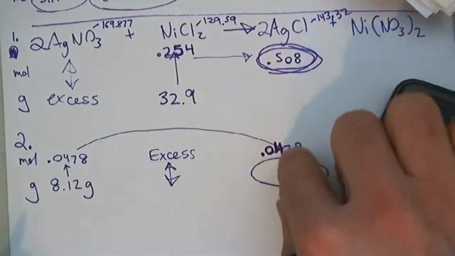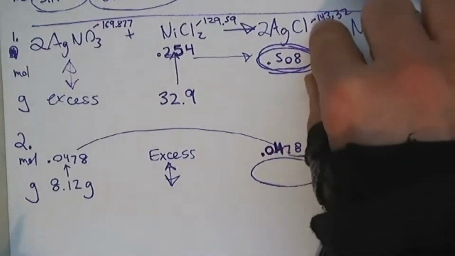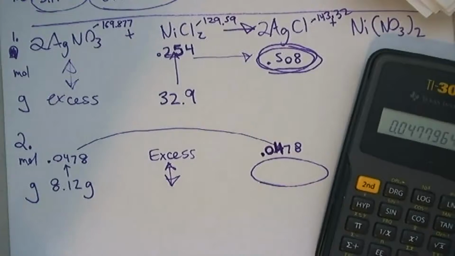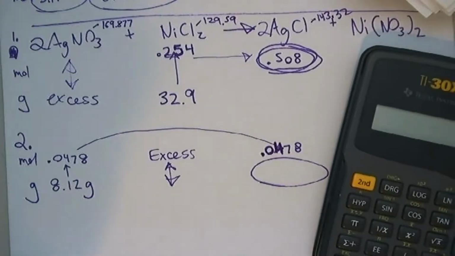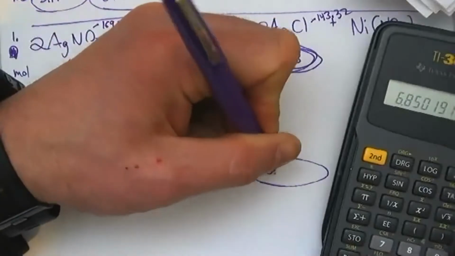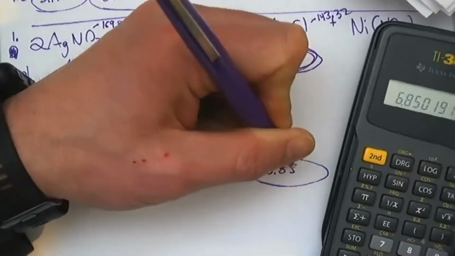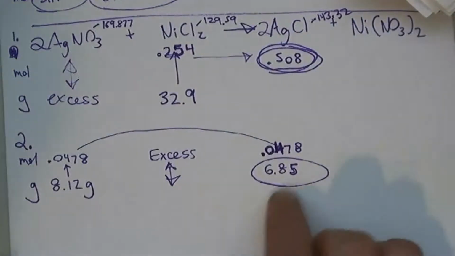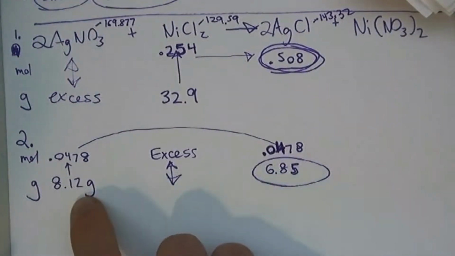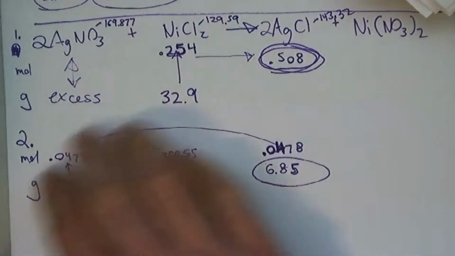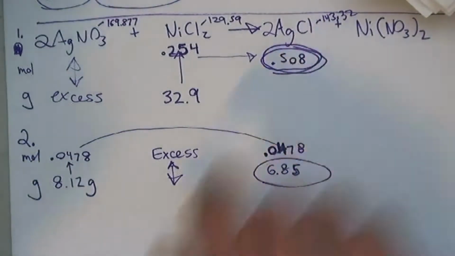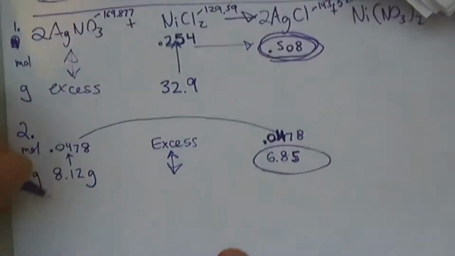How do I get down into grams? Well, I multiply times the molar mass. So I go times 143.32. And it looks like my answer here is 6.85. Okay. So that's how you get to your answer there. So you started with 8 grams of this, you reacted it, the mole conversion happened, and only 6.85 grams of silver chloride formed.